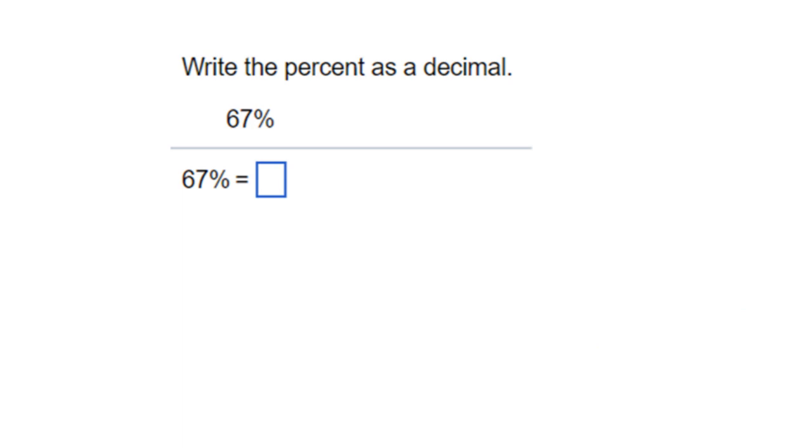So now that we've practiced a lot of translating percents to decimals to fractions and vice versa, we should be able to finish out the next few slides rather quickly. So this one is write the percent as a decimal. So 67%. Find the original decimal, move it 2 places to the left, and leave off the percent symbol. So the answer is going to be 67 hundredths.